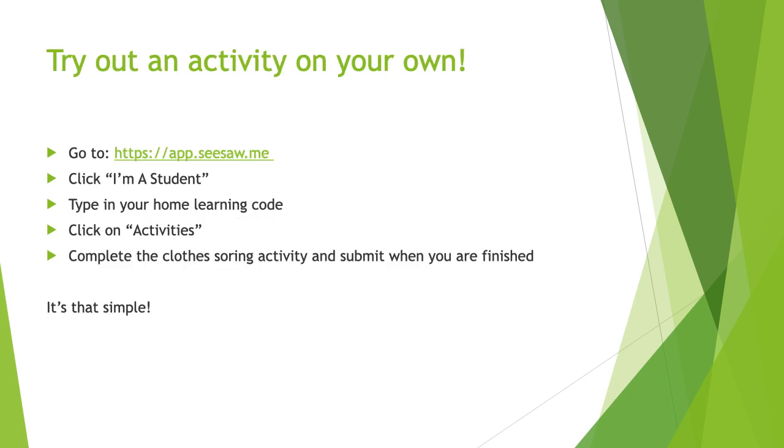And now it's time to try an activity on your own. So I sent out a class list of logins. Now, obviously, if this were my real class, I would send individual emails. However, for the sake of time, I sent everybody's logins. So you're going to go to SeeSaw. You're going to click I am a student. You're going to type in your home learning code, and you're going to click on activities. And you're going to complete the closed sorting activity and submit by clicking the check button when you're finished. It's that simple.